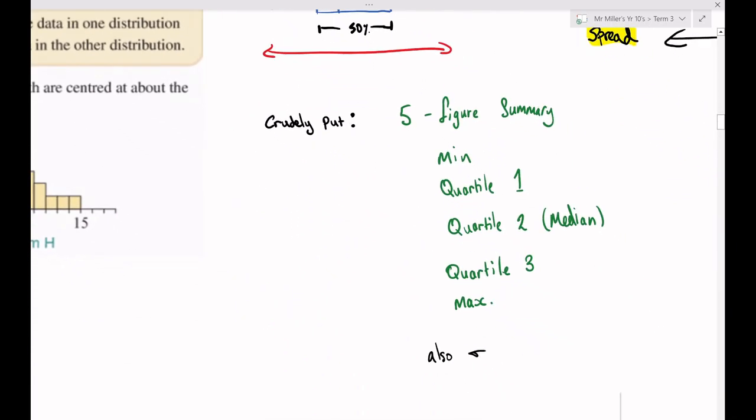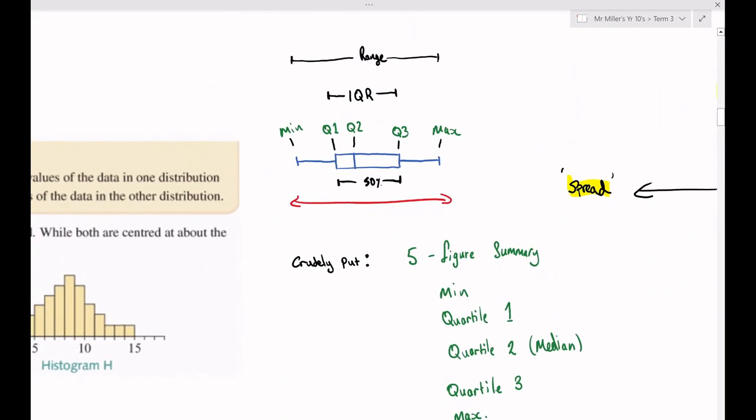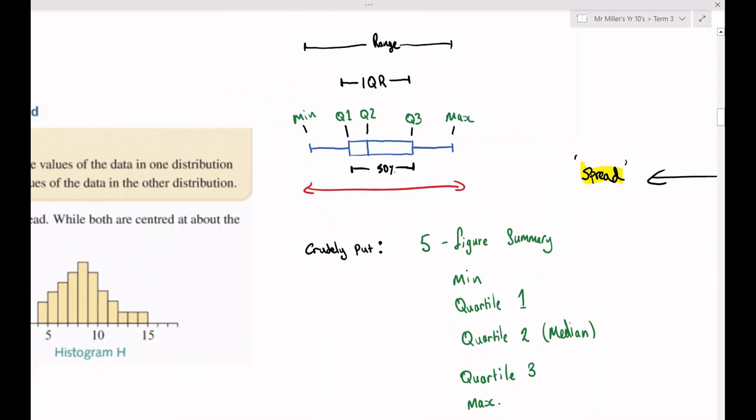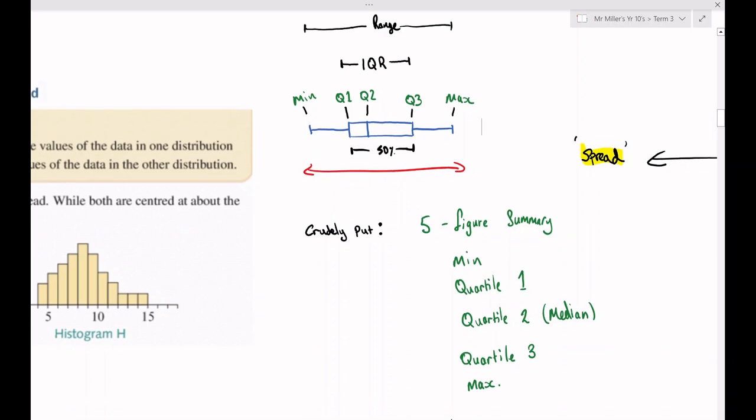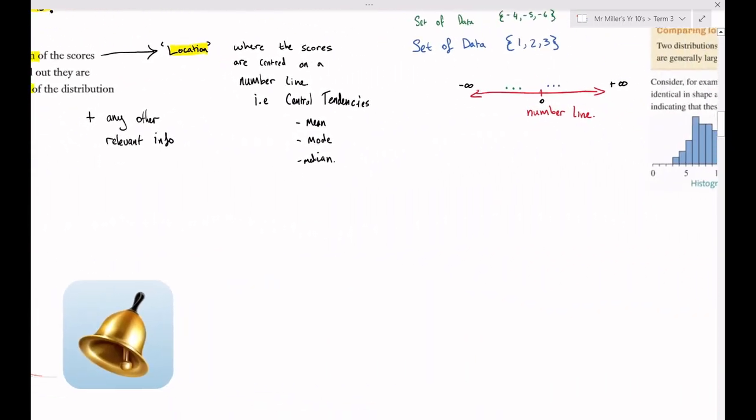A little bit more on spread. We could calculate the 5-figure summary, which we'll talk a bit more about in a second. But with this 5-figure summary, as you can see, we calculate the minimum, quartile 1, quartile 2, quartile 3, and the maximum. These are all the key features on our box plot. So that's why, I'm going to be talking about box plots next lesson, basically. So that's why we're connecting these two things together. Because when we summarize statistics, when we find the 5-figure summary here, it's all the key features on a box plot. Alright, so some notes to take down.